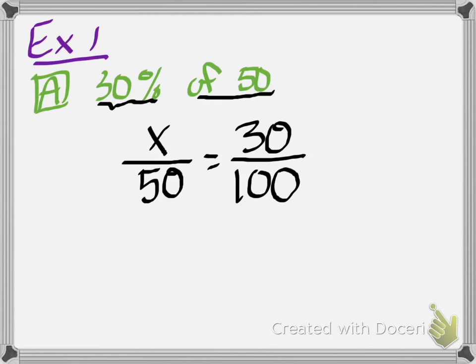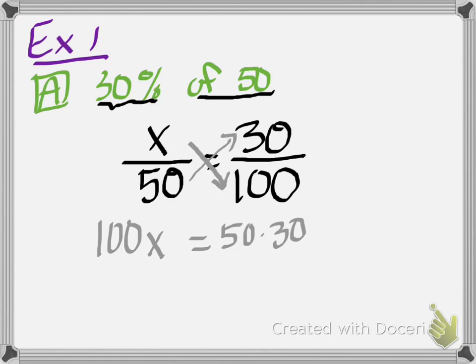Now some of you are going to see that you could simplify this part right here. I'm not going to, and I'll show you why. We're going to use the cross product still. X times 100 is 100x, and that equals 50 times 30. 100x equals 50 times 30, which is 1500. 5 times 3 gets you 15, and 10 times 10 gets you that 100.